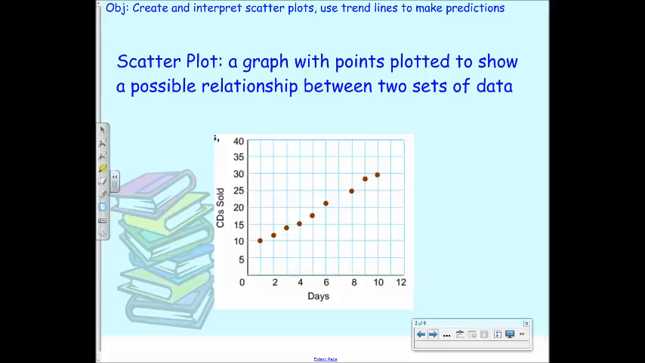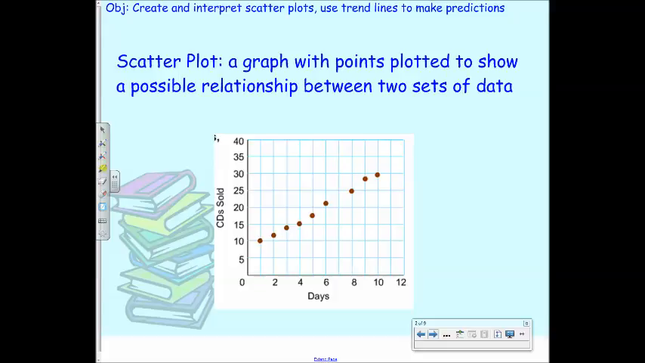Why does that make sense to you guys? Why would that be true? Why would there be more CDs sold as the days go on? Because it's more of a range of days, so people would ask to buy more. Yeah, people are coming in to buy more CDs, right? If on day 1 you sold 10 CDs, the second day, even if you only sold a couple, your overall number of CDs sold went up, right?